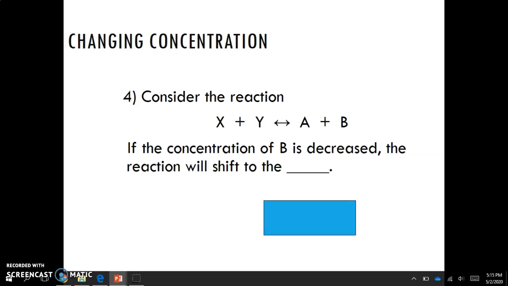This one says if the concentration of B is decreased, the reaction will shift where? B is on the right-hand side of our equation. It is a product. So if we're decreasing the concentration of B, that means we're going to have less products overall. So we have more reactants, less products. Now we're going to shift to where the products are favored because we want to make more products to maintain equilibrium. So we will be shifting this reaction to the right.